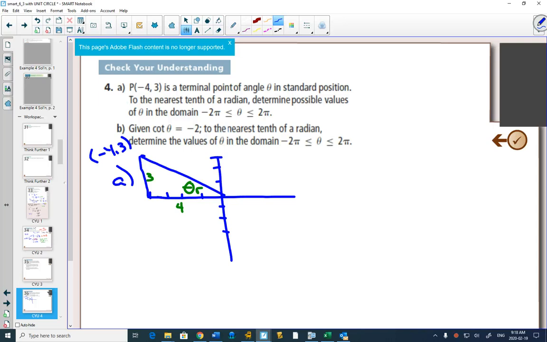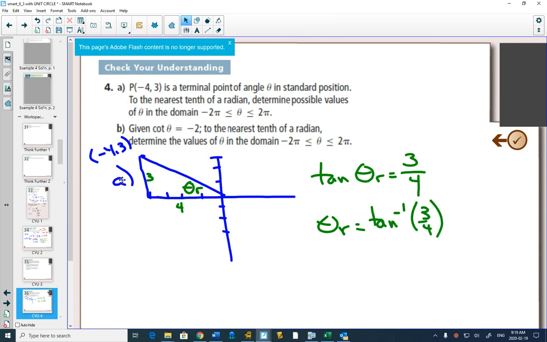And you can use your triangle to find your reference angle. If you were thinking in degrees and you wanted to find that reference angle, you would use sine, cos, or tan on that triangle. What do we got? We got opposite over adjacent, so it would be tan. So tan of our reference angle is 3 over 4. How do you find your reference angle? You would type into your calculator tan inverse of 3 over 4.